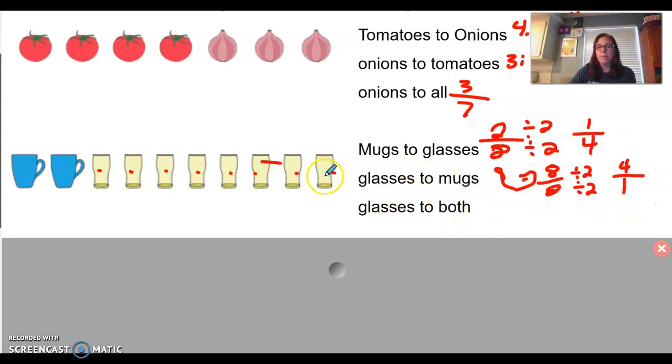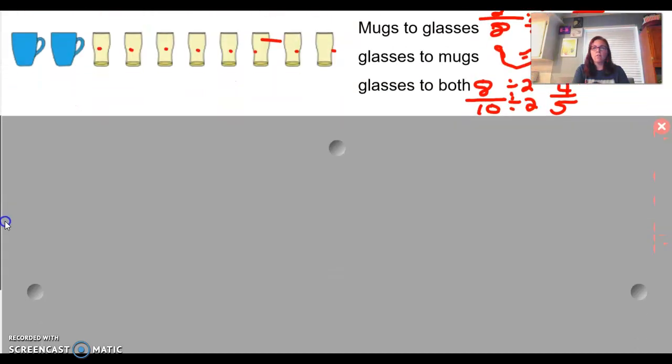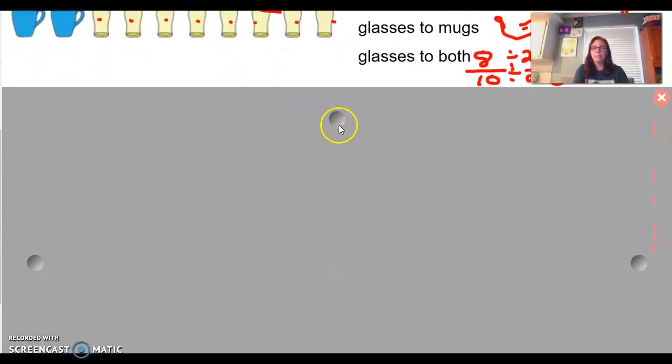Glasses to both. So how many glasses were there? There were 8 glasses. And how many total? There's 10 total. So then we would divide by 2 because they're both even, and we would get 4 to 5. So for every 4 glasses, there's 5 of everything else. Or for all 5, there's 4 glasses.